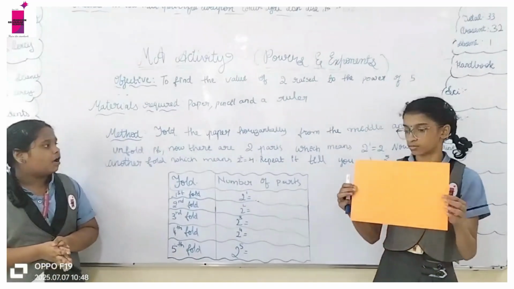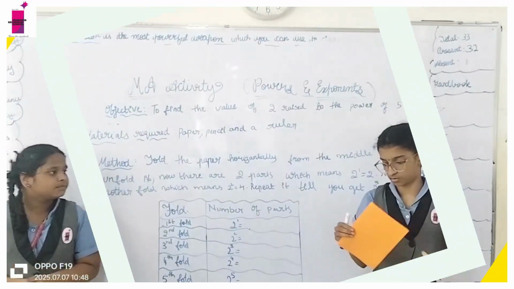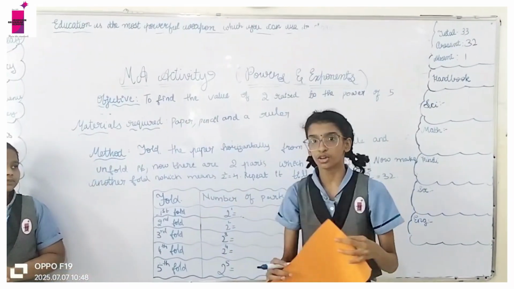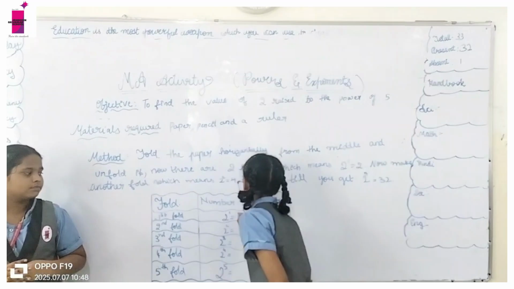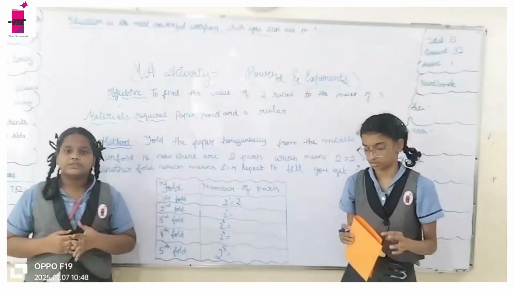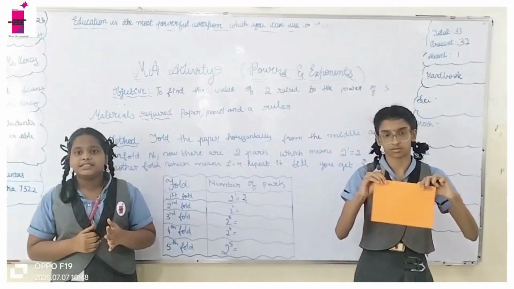Fold the paper horizontally from the middle. And now unfold it. Observe the paper. First fold, 2 raised to the power 1 is equal to 2. There are 2 parts.